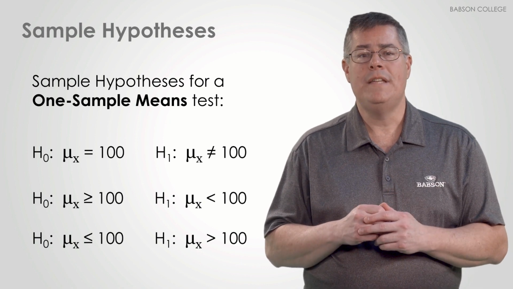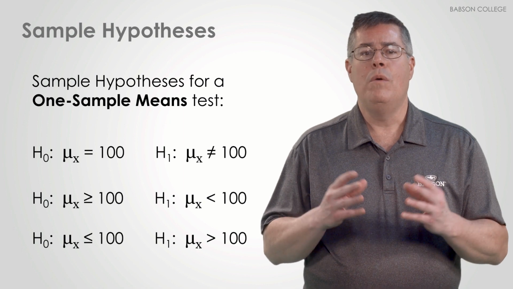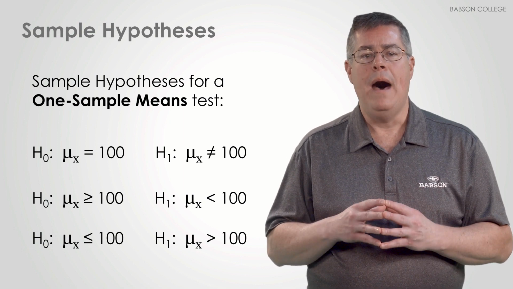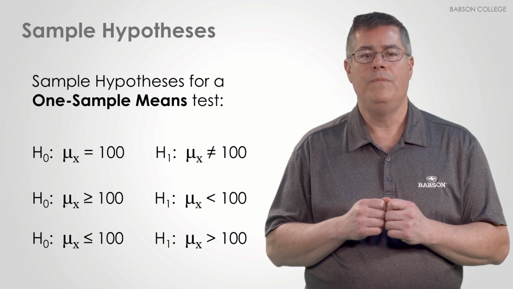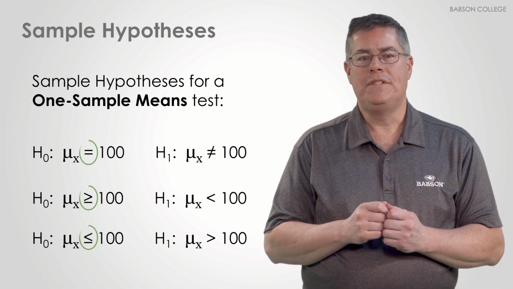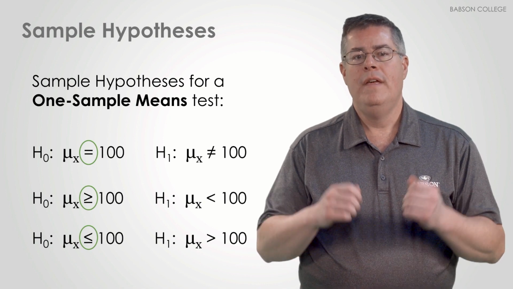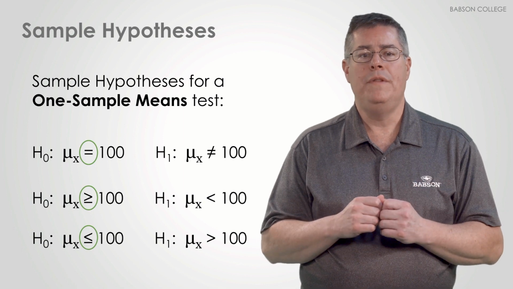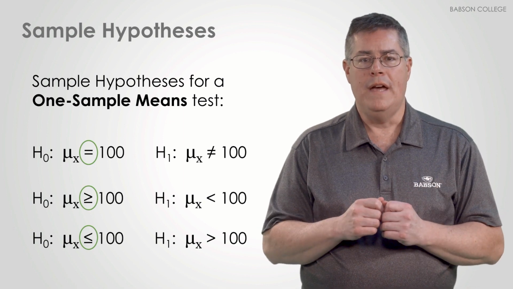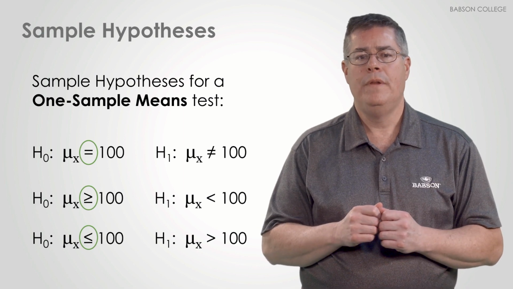First, here are some sample hypotheses for a one-sample means test where we are looking for evidence that a population mean has changed in some way from 100. Notice that the equal sign is always present in the null H0 hypothesis. This is the second rule of hypothesis testing and goes along with the idea that we perform the test to prove that something has changed from the status quo.